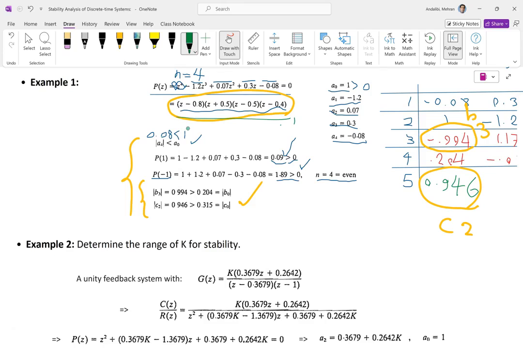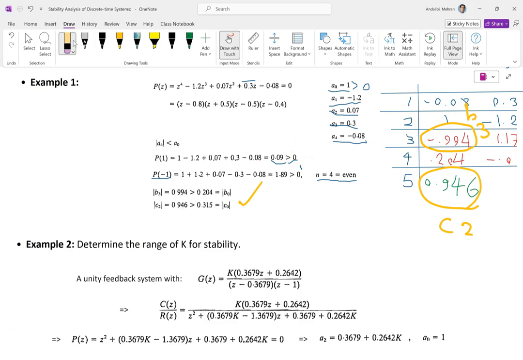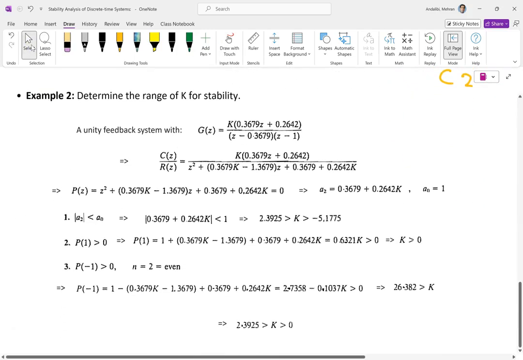If all of the coefficients of this polynomial P(z) are numbers, you can check stability. If one of them is a parameter that is under your control and you want to find for which range of that parameter the system is stable, you cannot necessarily find all the roots. So that's where this method shows the beauty of it.